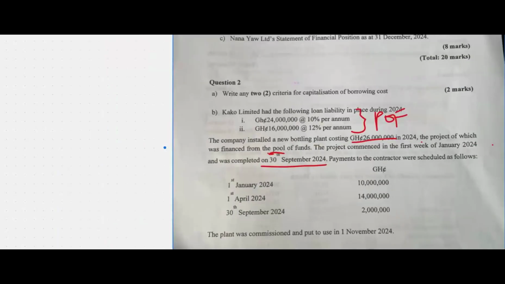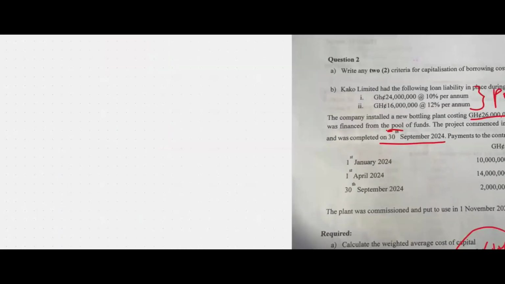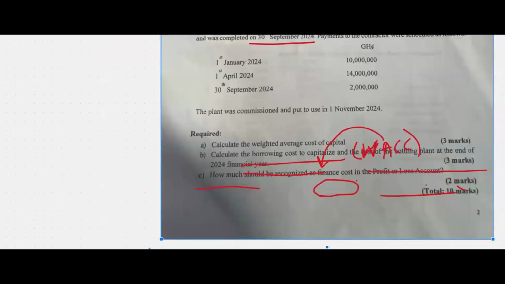So I'm keeping it on the right. Whenever I need it, I'll bring it up. Or let me keep it at the top. So whenever I need it, I'll call for it. Okay.